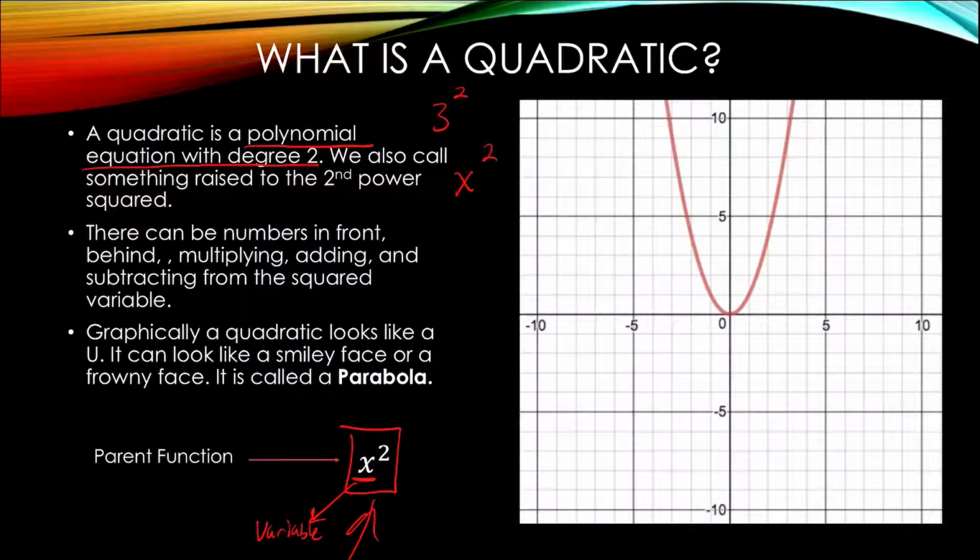Graphically, a quadratic looks like a U. I like to think about it as a smiley face or a frowny face, and we call this a parabola. Parabola is one of my favorite words. It just sounds funny coming out of your mouth. So we're going to be talking a lot about parabolas. This is what I'm talking about when I say a quadratic or a parabola. Quadratic we usually talk about as the function part, the equation part, and the parabola is the graph part.